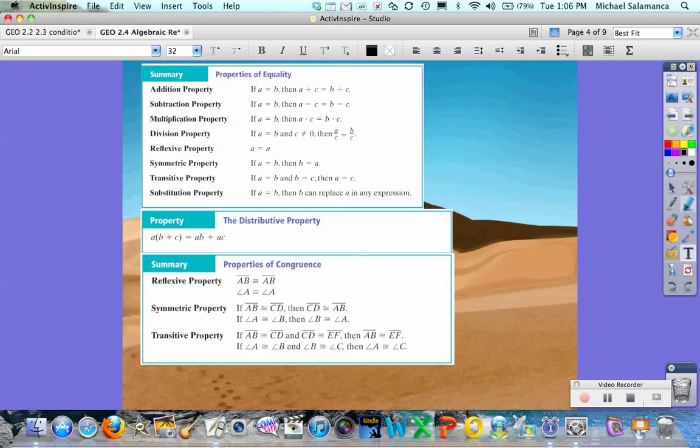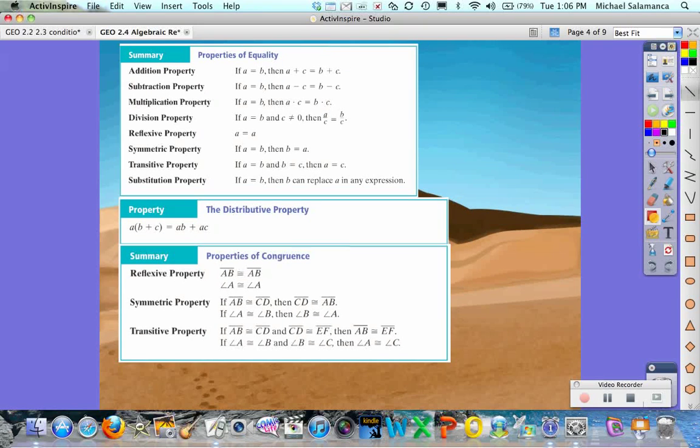Reflexive property, however, is one that's going to be really important as we continue on through geometry. Reflexive property is just like when you look in the mirror, it shows a reflection. If I took my phone and put it in front of the mirror, I would still see my same exact phone, exactly the same size. Symmetric is kind of like a commutative property with the equal sign, if you will. It says that if A equals B, then B is also equal to A.